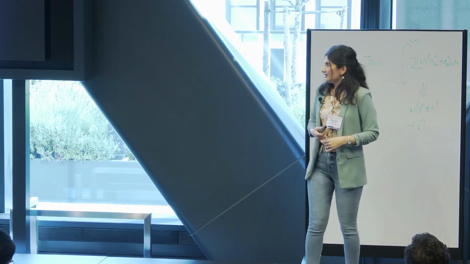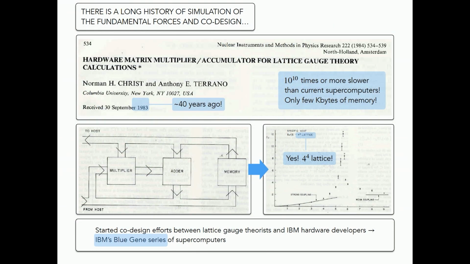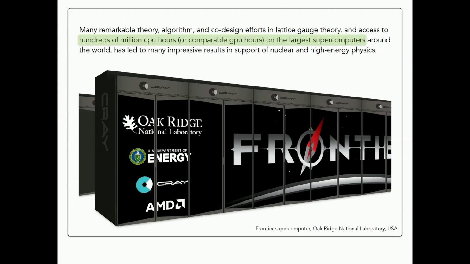What is interesting is that they actually worked with the IBM hardware developers, and this effort of lattice gauge theories working with IBM led to the development of the Blue Gene series of supercomputers. They've been very successful in high-performance computing over the decades. So this is something to, again, keep in mind as we enter the quantum simulation era. For these problems, applications are important, and sometimes they impact the development of the hardware. So let's just move forward by 40 years.